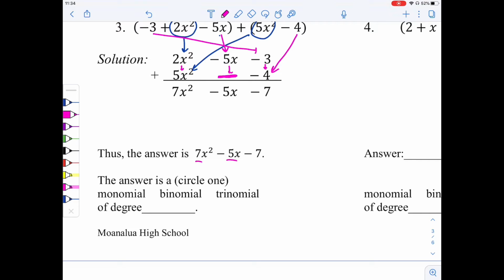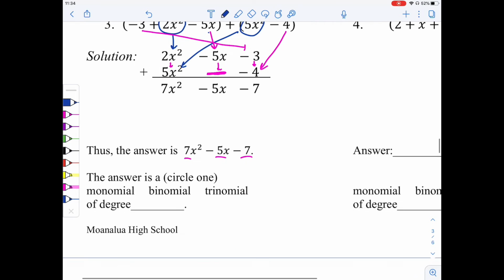And then we can talk. So let's have 3 terms, 1, 2, 3. So it's a trinomial, highest power, 2, right? So that's our degree, 2.